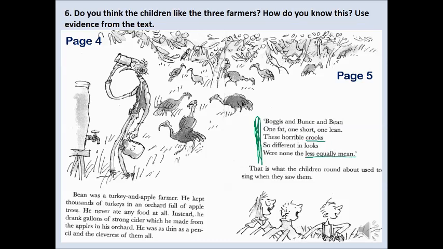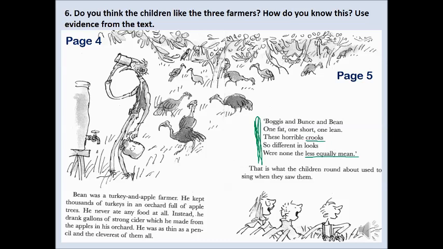Okay, so that suggests to me, the reader, that if the children are singing this, which it says underneath, when they saw the three farmers they used to sing it, it suggests that they don't like the farmers. Okay. What's given me that impression? Well, let's have a look at the language used again, the vocabulary that Roald Dahl has chosen to use.